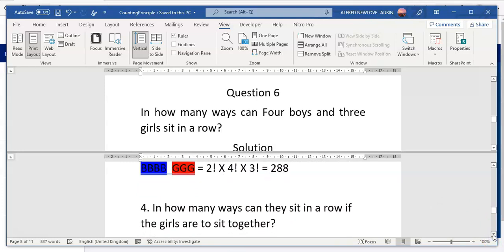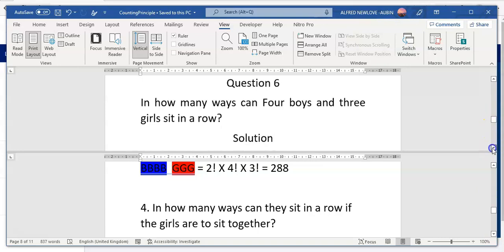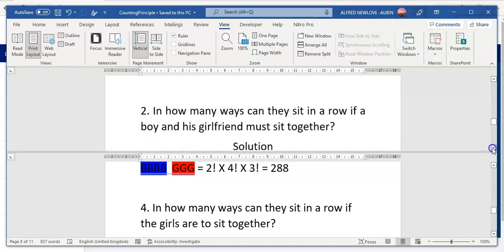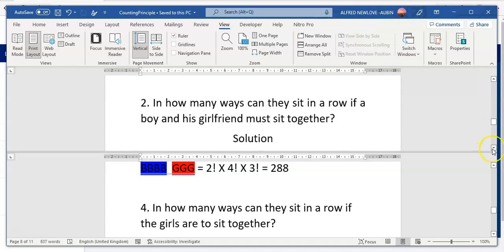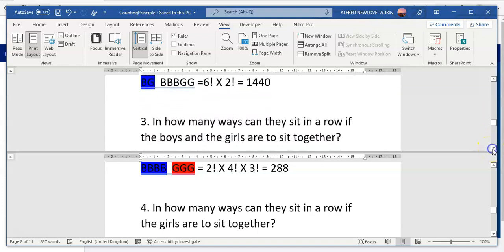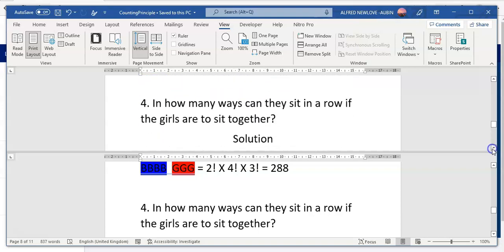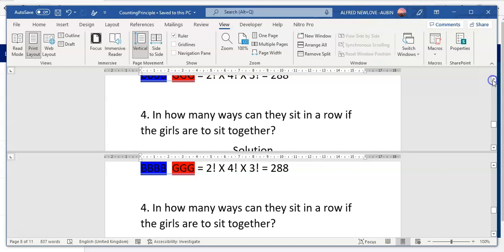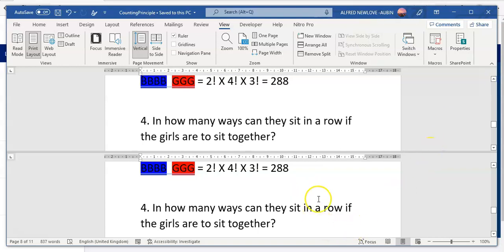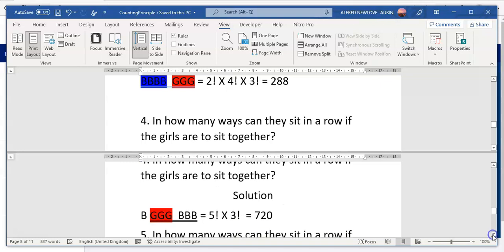Let's look at the next one. In how many ways can they sit in a row if the girls are to sit together? The girls are supposed to sit together. Let me bring it here. So it means the boys may sit together or they may not sit together. But the fact is, the girls must sit together, whether they like it or not. So here, what do we do? For the boys, they can sit together or they may not sit together.